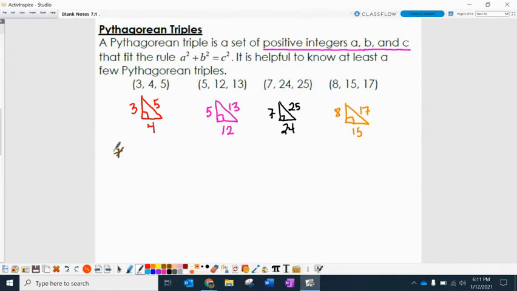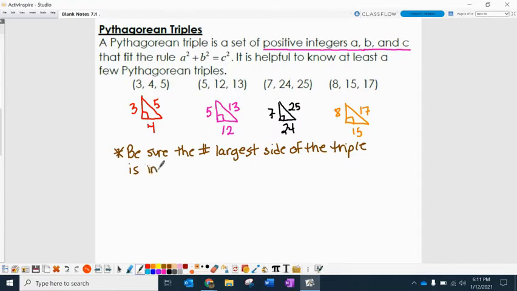Now, a word of caution about using Pythagorean triples. Be sure the number for the largest side of the triple is in the hypotenuse's position. And let me show you what I mean.